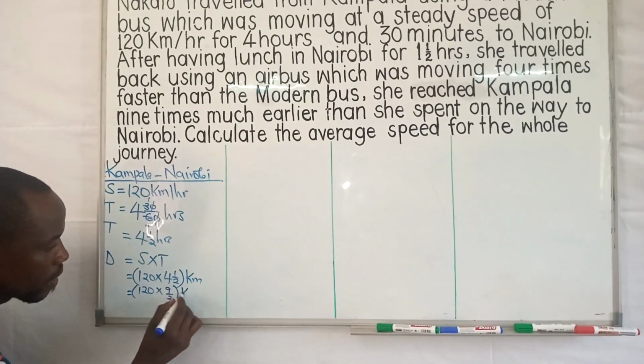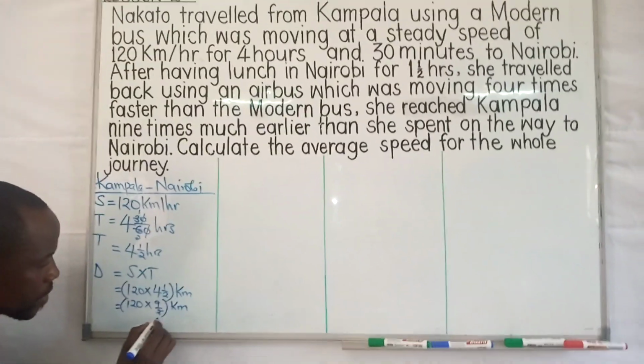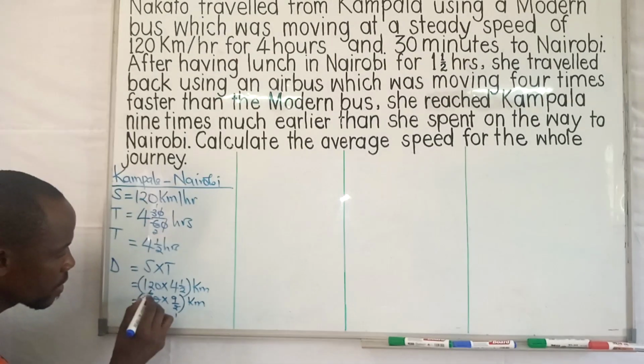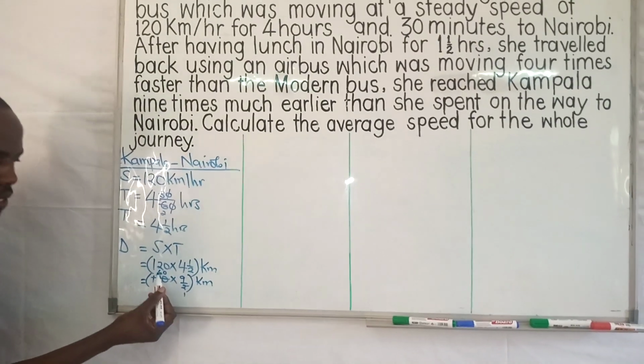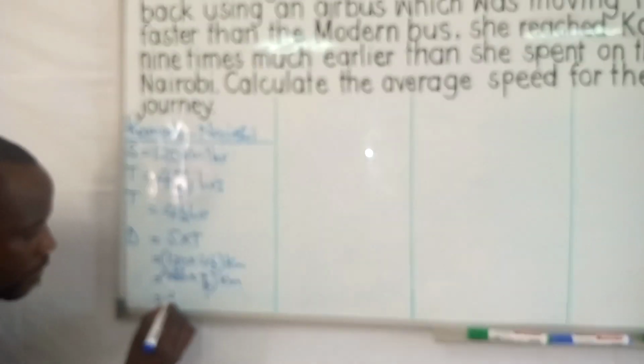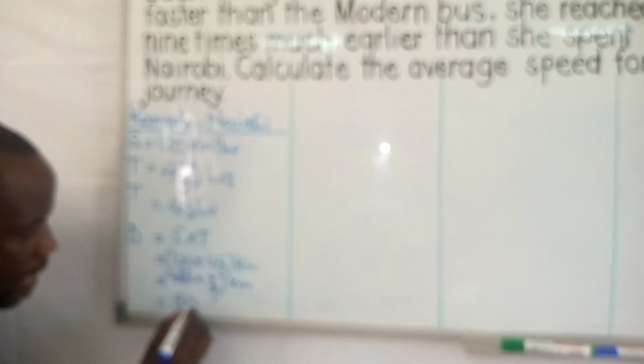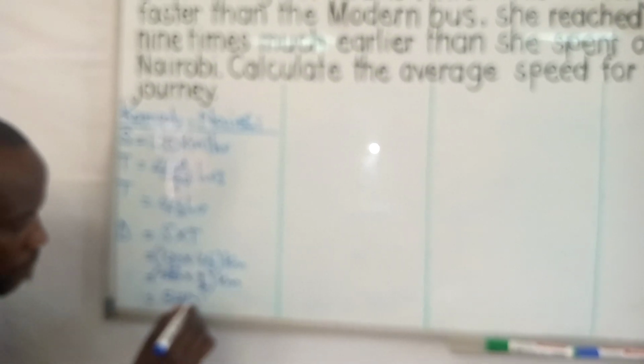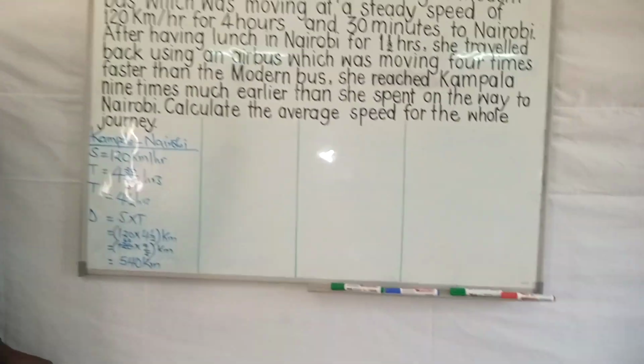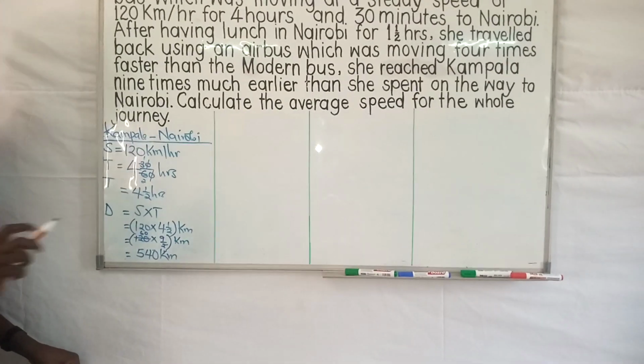Straight away, we reduce by 2 here once, by 2 gives 60. And when you have 60, you have to multiply it with this 9. And this will therefore give us 540 kilometers. What is 540 kilometers? It's the distance from Kampala to Nairobi using a modern bus. This is road transport.